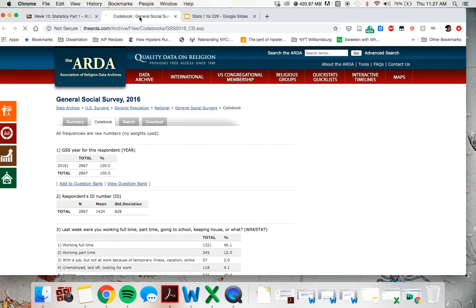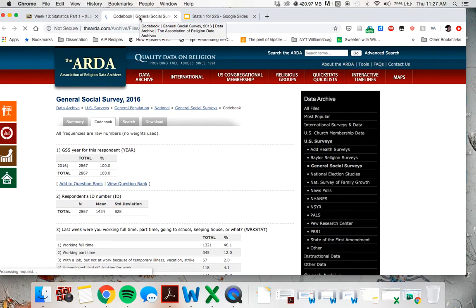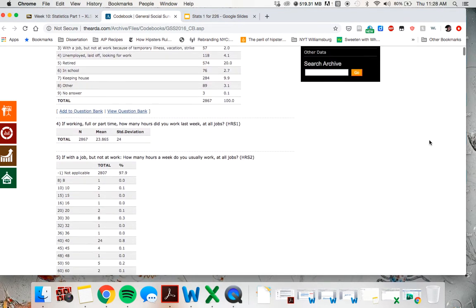So what we're looking at here is the General Social Survey from 2016, so pretty recent. This website is a religious data website, with quality data on religion, but the General Social Survey asks lots of questions about lots and lots of topics. It's not just about religion. And so what you will do here is look through this code book and find 6 variables that you're interested in using. Now this is a really huge survey.